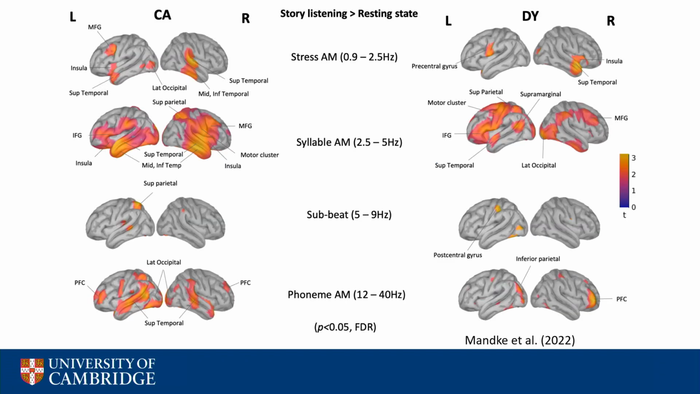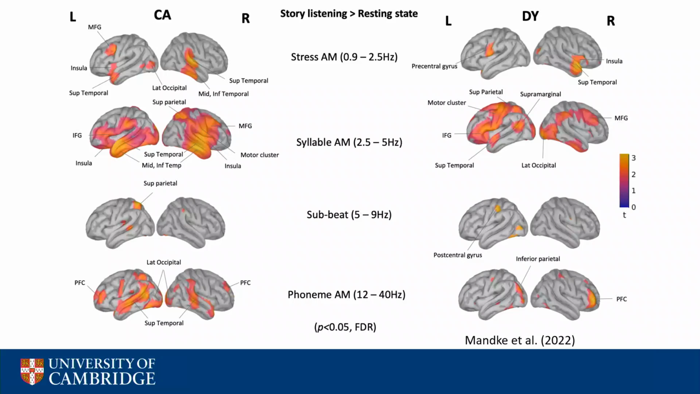So we have stress, syllable, subbeat, and phoneme. The controls are on my right-hand side and dyslexics here. For stress AM, what we see is a pretty nice auditory cortex localization of activity in the auditory belt area. In the dyslexics, it's very sparse activity. And it's not the case that the children are not listening to this rhythm at all, but it's just that their neural oscillations are not significantly different from when they're listening to a story versus when they're at rest.